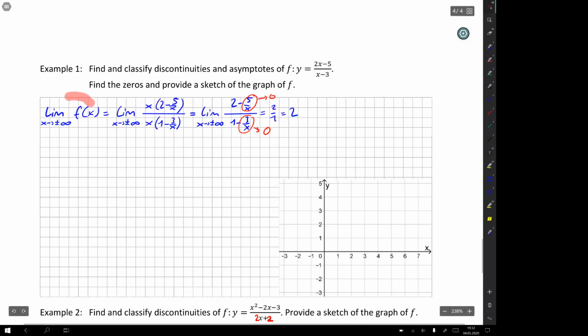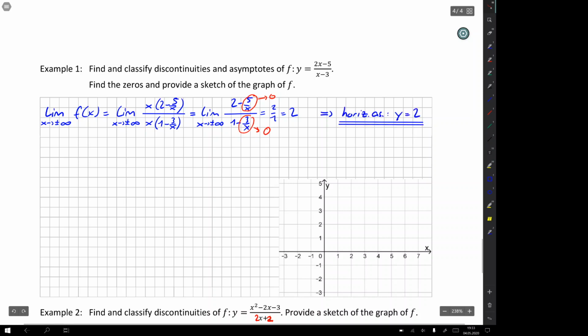The limit of f of x when x is going towards plus or minus infinity, we can actually see directly that it is 2, but if you've forgotten the rule, we can also do it explicitly as shown here. So we find the limit for f of x for x going to plus and minus infinity is 2, and this means that we have a horizontal asymptote y equals 2. Now let us find the discontinuities. Are there discontinuities? Stop the film, and here comes the solution.